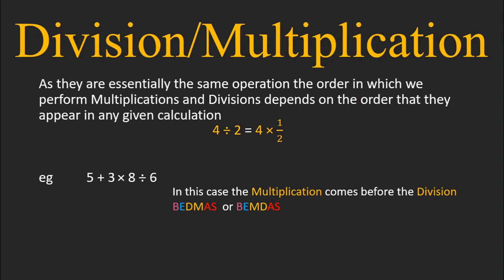So working this out, I'll just write 5 and add to that the answer of 3 times 8. And then I remember I need to divide by 6. So that's 5 plus 24 divided by 6. Next, I'm not going to add yet. The next thing I want to do is divide. So I'm going to do 5 plus the answer of 24 divided by 6. So 5 plus 4. Now there's only one operation left, an addition. So I'm going to go ahead and perform that addition. 5 plus 4 is 9.